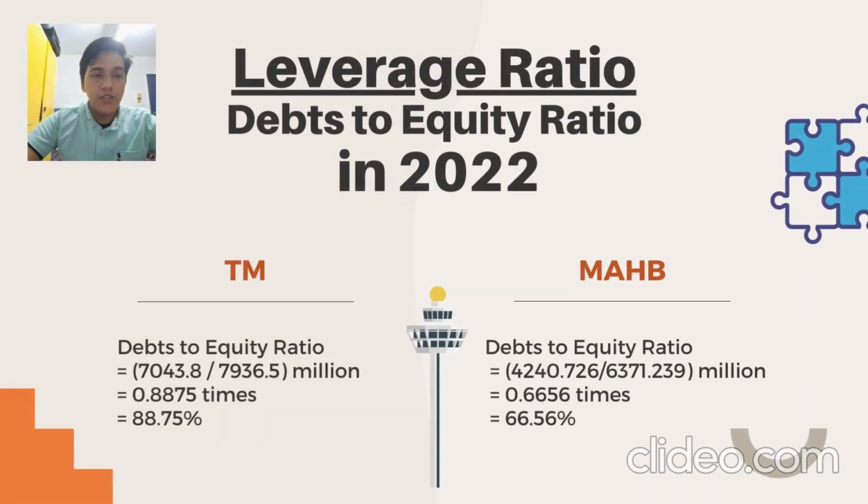For Malaysia Airport Holdings Berhad, total debt is equal to 4240.726 million. We'll divide by total shareholder equity, which is 6371.239 million. So the result is 66.56%. That means for every unit of equity, the company has approximately 0.67 units of debt. This indicates a lower reliance on debt financing, which can be viewed positively as it implies reduced financial risk and potential concern about debt repayment. For the conclusion, Malaysia Airport Holdings Berhad has a lower debt to equity ratio, indicating a more conservative financial approach with less reliance on debt compared to Telekom Malaysia Berhad.